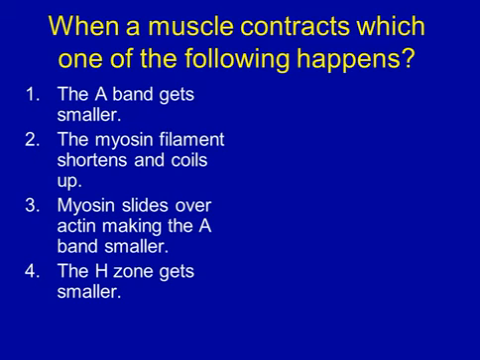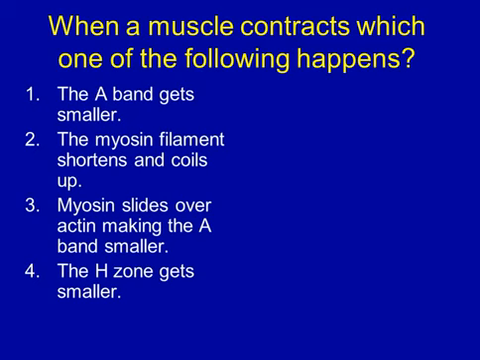So if I were to ask you a question like that, when a muscle contracts, which of the following happens? How about number one, true or false? So what do you do with it? Get rid of it. All right, next, the myosin filament shortens and coils up. Nope. Cross that one out. How about myosin slides over actin, making the A band smaller? What was wrong with that? The A band does not get smaller. So we know number 1, 2, and 3 are wrong, but double check number 4.